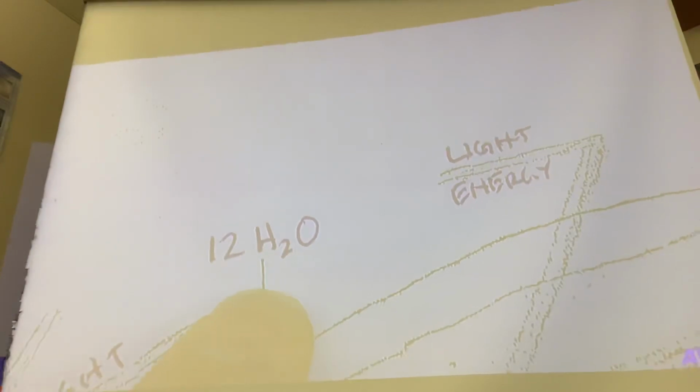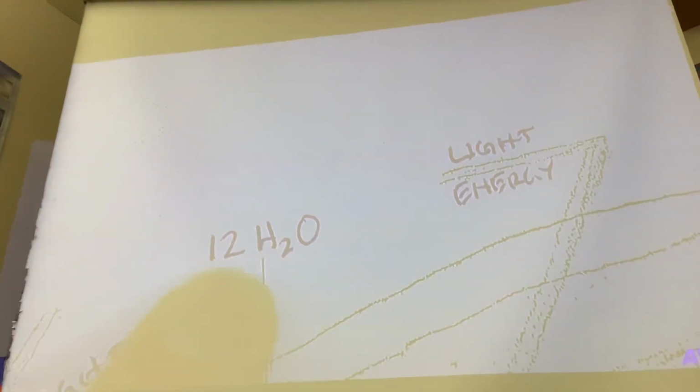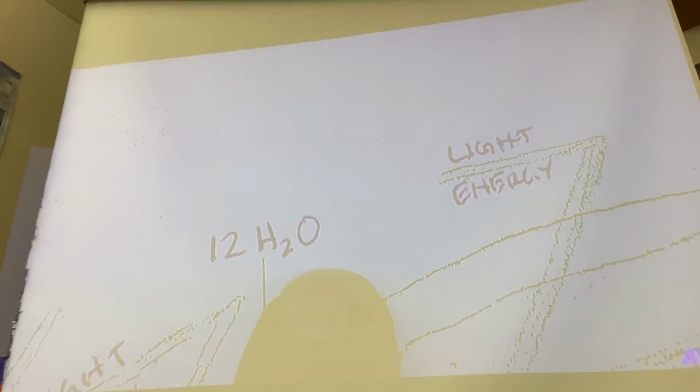Now I started with 12 waters. So how many oxygen atoms do I have? 12. All right. So I'm going to make how many molecules? 6. All right. So this becomes 6O2.